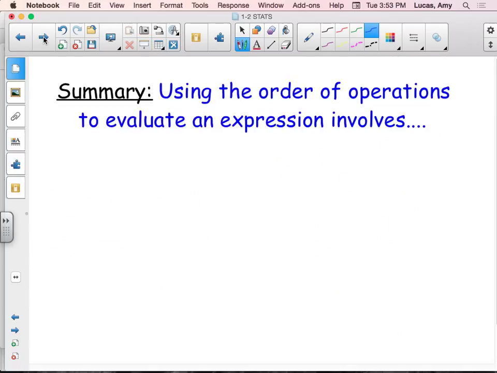You should be able to write a summary now. Here's your sentence starter. Using the order of operations to evaluate an expression involves. So please finish this summary using complete sentences.